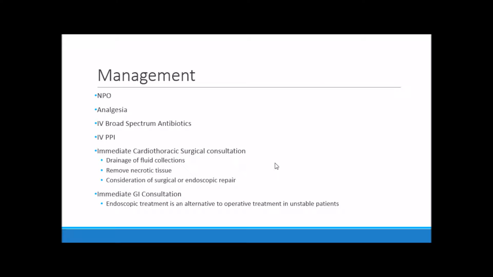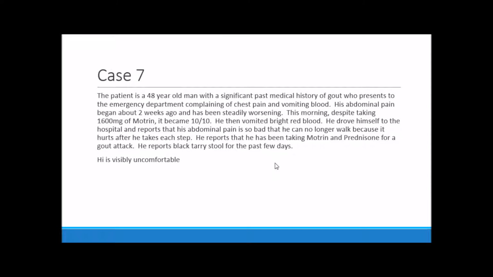Antiemetic as well? Yes, definitely. If they're still barfing, you want them to stop barfing.